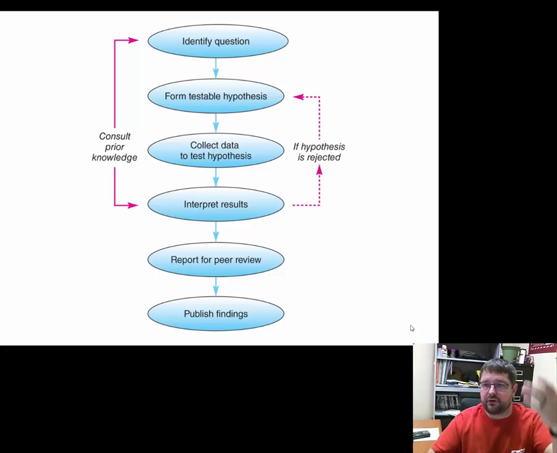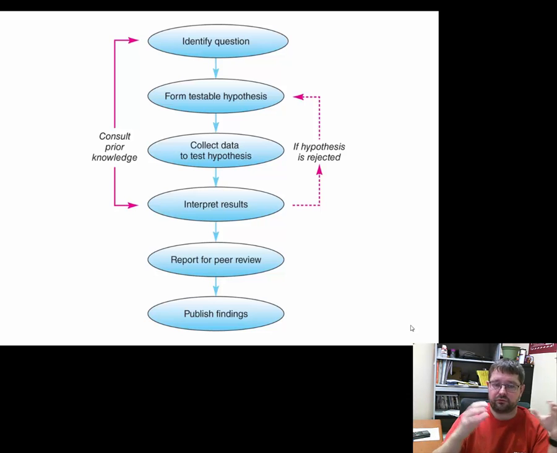So this is kind of how the scientific process works. First of all, you have an observation, a question. You have to form a hypothesis, which is an explanation for that question. That explanation has to be testable. You design a test, collect the data, analyze the data through statistics and other things, and then report it to a peer-reviewed system, where that information goes to specialists in the field.